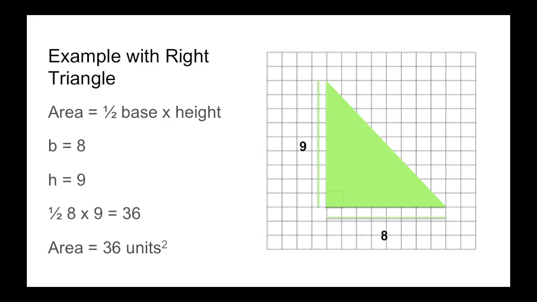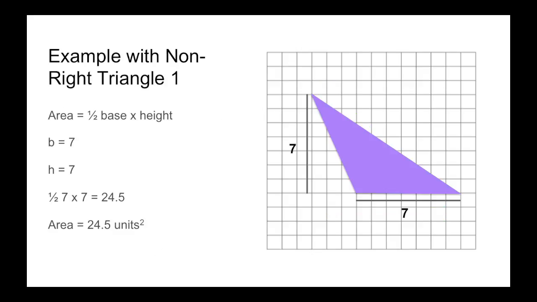Here is an example of finding the area for a right triangle. The base of the triangle is 8 units in length, and the height of the triangle is 9 units in length. 1/2 times 8 times 9 is 36, giving us the area of this triangle, 36 units squared.